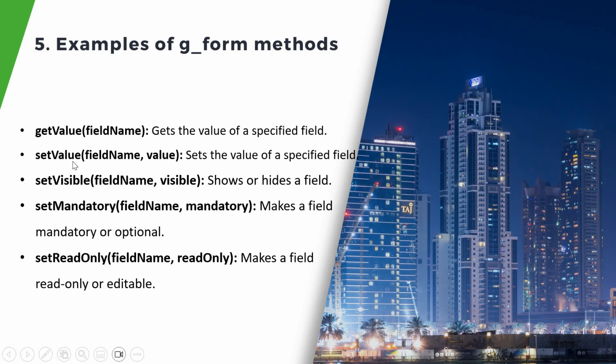Next is setValue, if you want to set the value of a specific field. setVisible is used to make the fields appear or disappear on the form. You can give the field name here, the backend name, and then you can say true or false, and it will make the field visible or invisible.